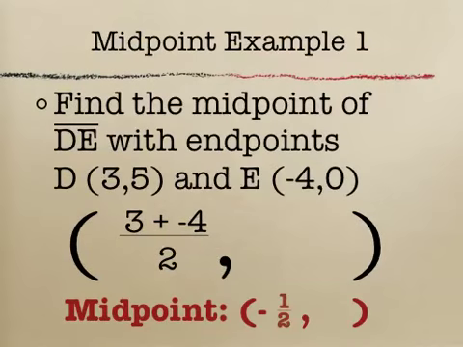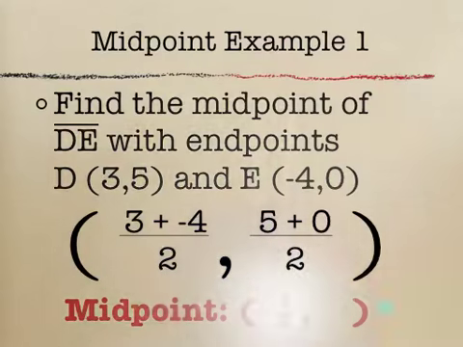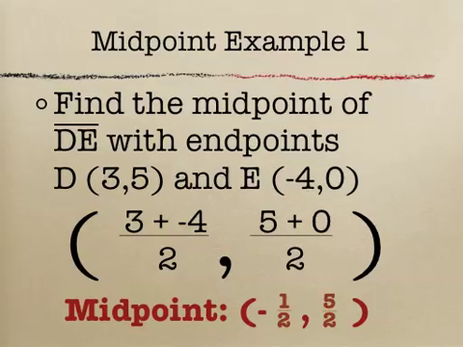When I add together my y values, it's 5 plus 0 divided by 2. Well, 5 plus 0 is 5, and then divided by 2. I could write it as 5/2. I'm okay if you leave it like that. You could also write 2.5.